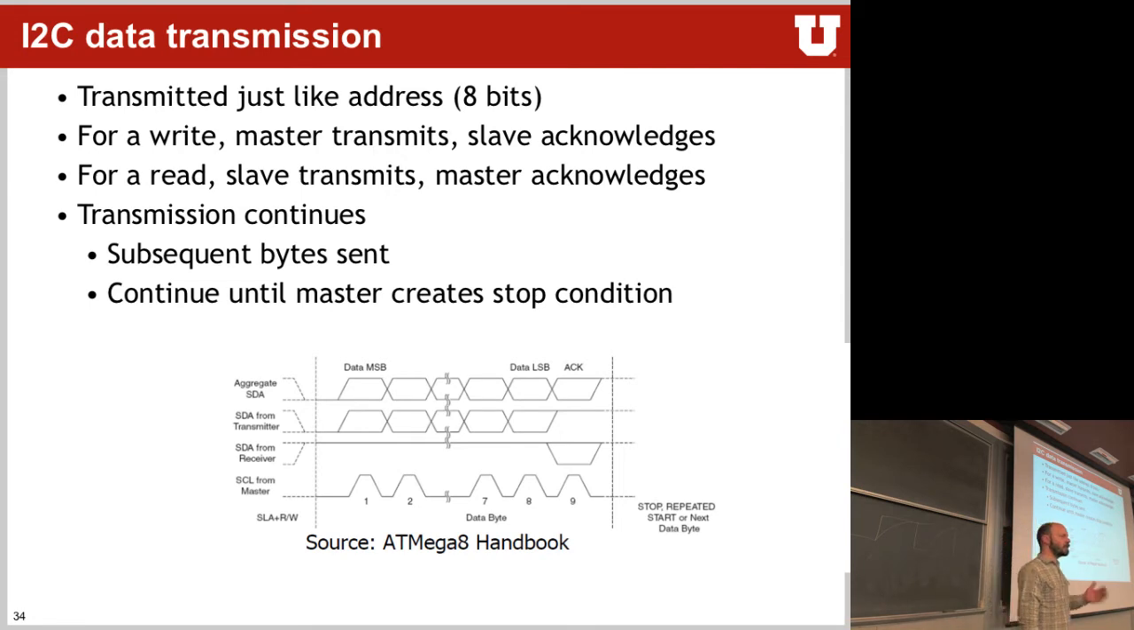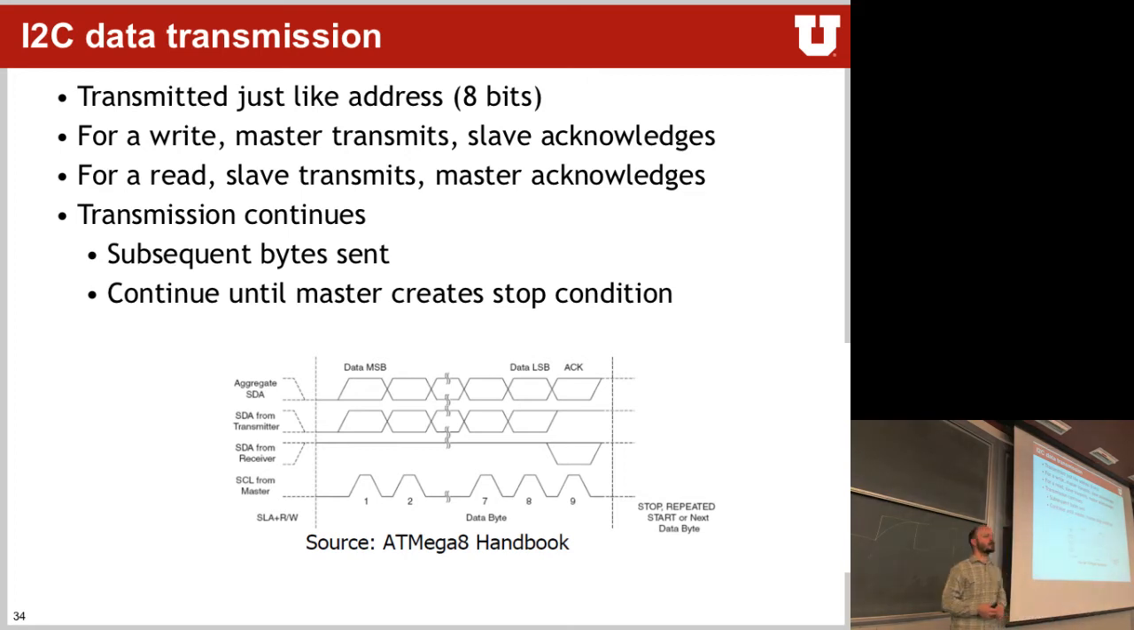The data transmission is very similar to before. It's 8 bits with a 9th bit of acknowledgement. It goes from most significant bit down to least significant bit, and then 1 bit of acknowledgement, which the receiver will always pull down. For example, if it was a read from a slave device, now the master has to pull down the acknowledgement, telling the slave device that, hey, I received this byte.